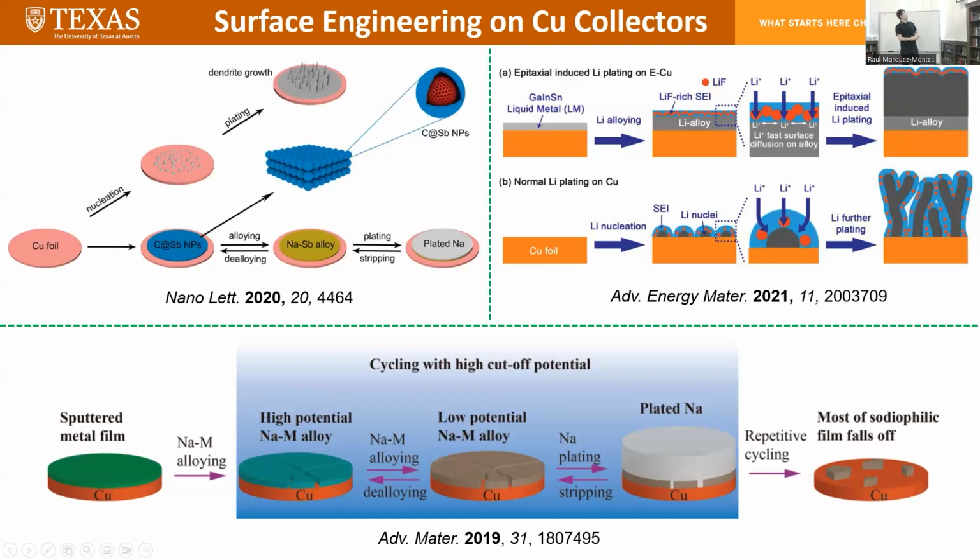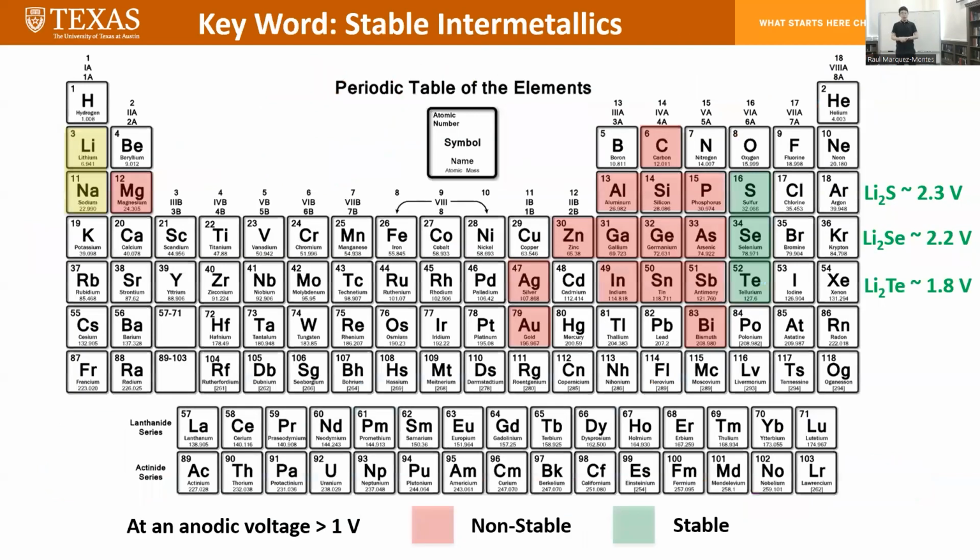However, if you use an alloy, the alloy reaction is accompanied by volume change. Every time there's alloying, there's volume expansion and then volume shrinkage. If you do this process repeatedly, it might lead to the active material falling off. So that's basically one of the side effects of using those typical alloy materials. So how do we solve this problem? Again, we look at the periodic table.